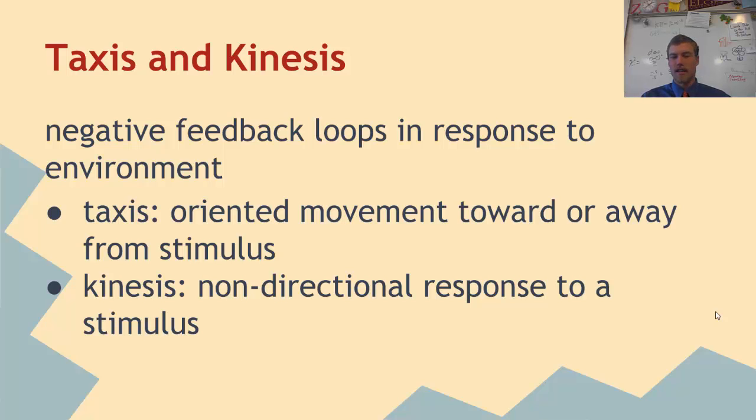If you've taken physics, think about a vector quantity that has a specific direction rather than a scalar quantity that does not have a particular direction. This would be kind of a good way to think about this. A kinesis is a non-directional response to a stimulus. So the organism is being stimulated, it's going to change, but it's not going in a particular direction. However, it is looking for something else than what it currently has.